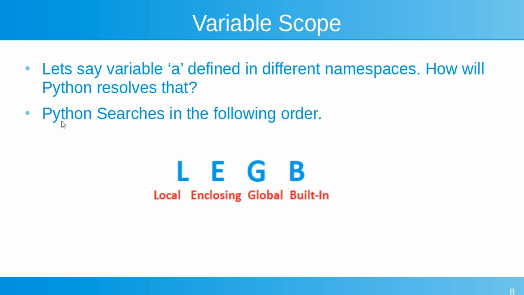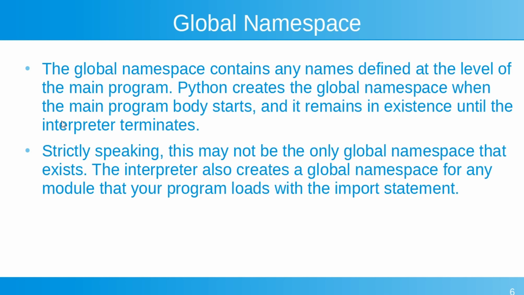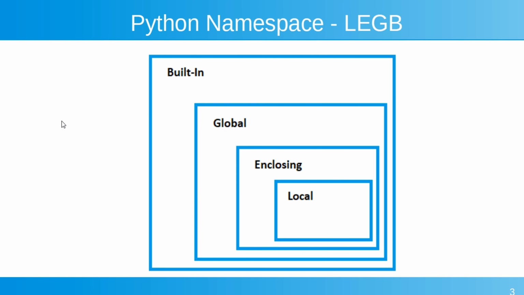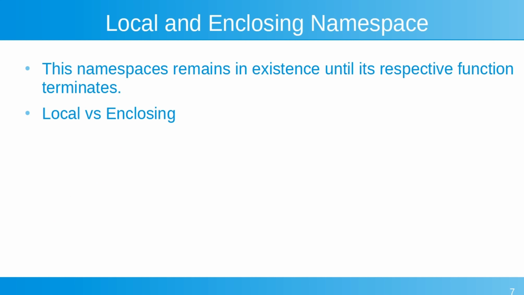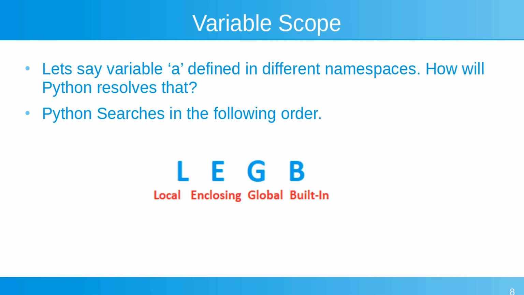Okay, let's see the variable scope. Whatever variables are in local are called local scope, and enclosing is in enclosing scope. Like that, whatever is defined in the main program, the main module, that is in the global scope or global namespace. These two words, namespace and scope, are used interchangeably, but let's see in detail.